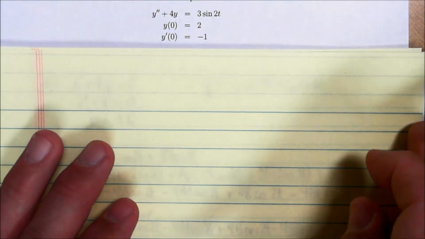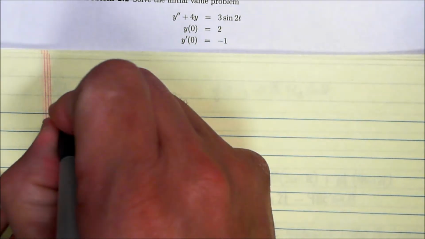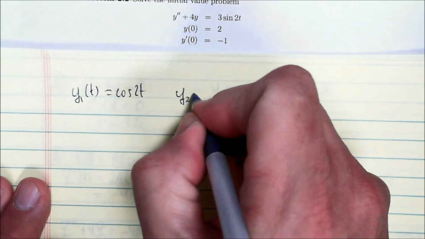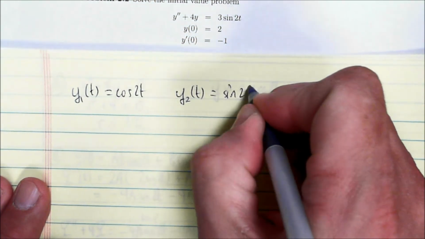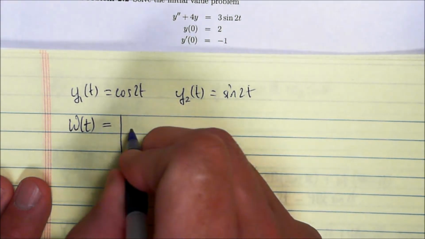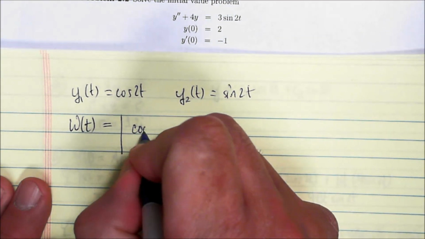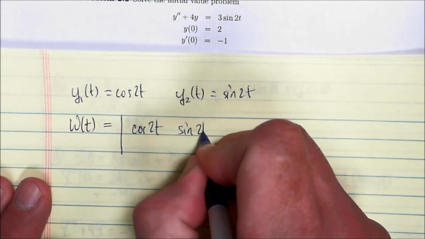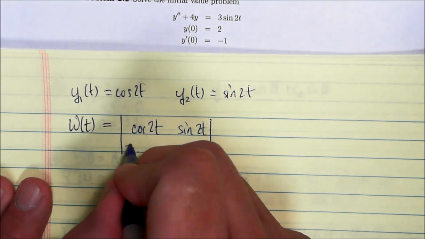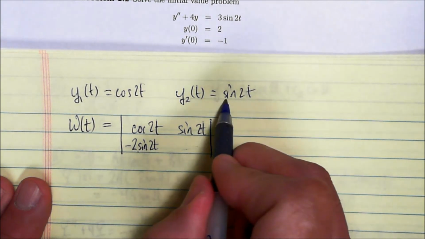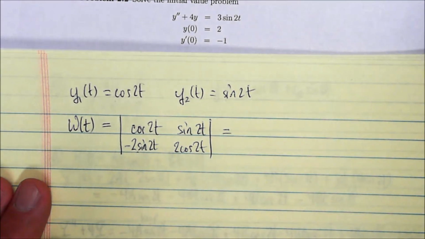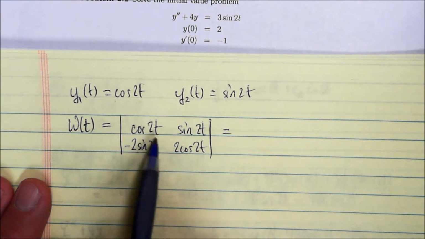Okay, so we have our two linearly independent solutions, y1 of t is equal to cosine 2t, and y2 of t is equal to sine of 2t. So let's figure out the Wronskian for these two. For the Wronskian, I put these two functions in the top row. And then I take the derivatives of these functions for the second row. The derivative of cosine 2t is negative 2 sine 2t. The derivative of sine 2t is 2 cosine 2t. Then I take the determinant of this matrix.